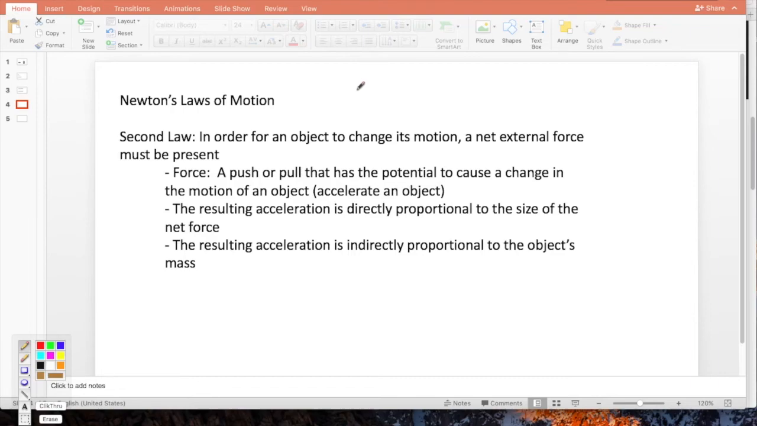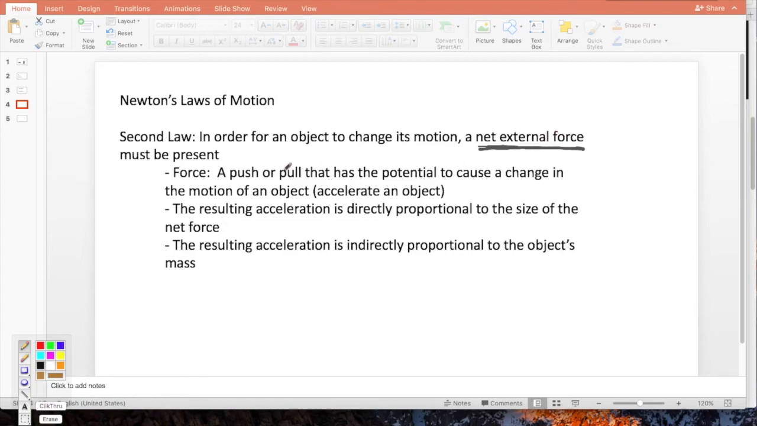We know that objects tend to resist this. That's inertia. And so in order to overcome the inertia, in order to set an object speeding up or slowing down, to change its motion, to give it acceleration, there has to be a net external force. It is very important that you get these words down. Net external force.